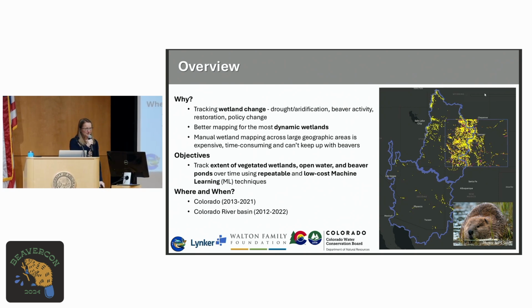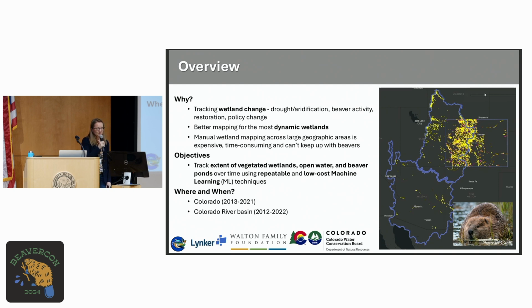We started off with this challenge of tracking not only beavers and beaver wetlands, but wetlands in general across a part of the country where we have issues with droughts and aridification, also a lot of impetus to do restoration work, but things like policy change as well. And we were feeling like we just couldn't keep up with the beavers in terms of our mapping. And a lot of our mapping was on the order of 40 years old. So what we currently see today may be very different from what was mapped in the 1970s and 80s.